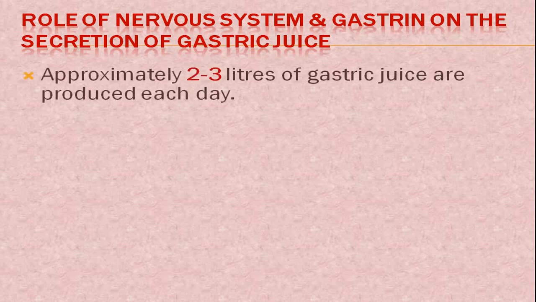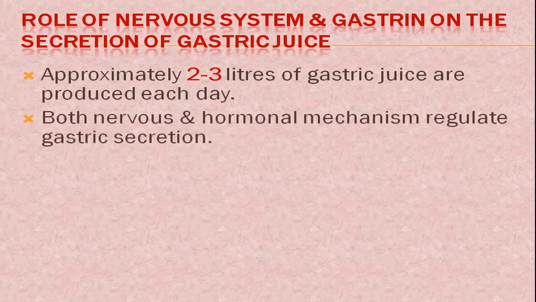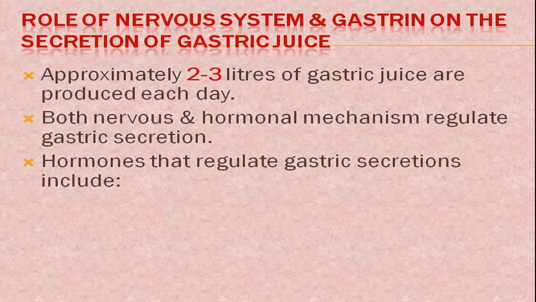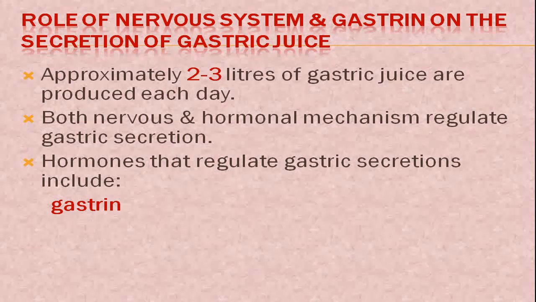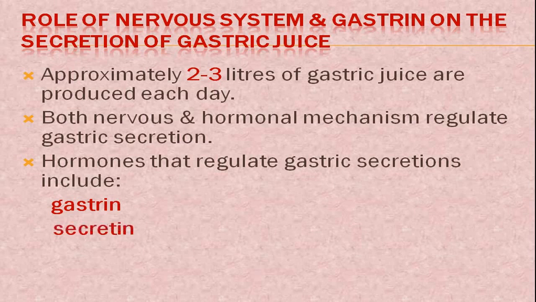Now the role of the nervous system and gastrin on the secretion of gastric juice. Approximately 2 to 3 liters of gastric juice are produced each day. Both the nervous system and hormones regulate gastric secretion. Hormones that regulate gastric secretion are gastrin, which is secreted by the stomach itself, by cells that are part of the gastric gland.